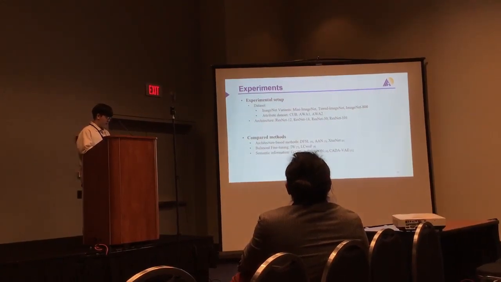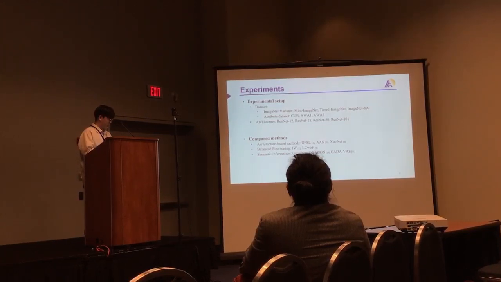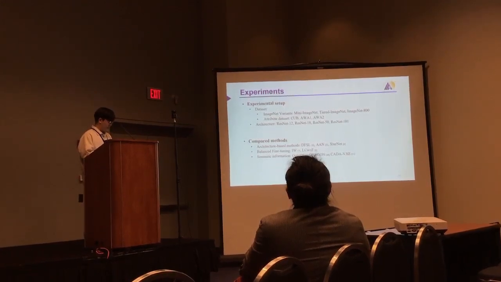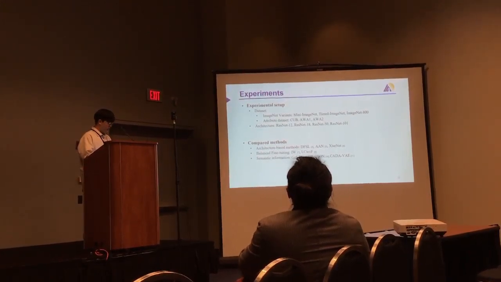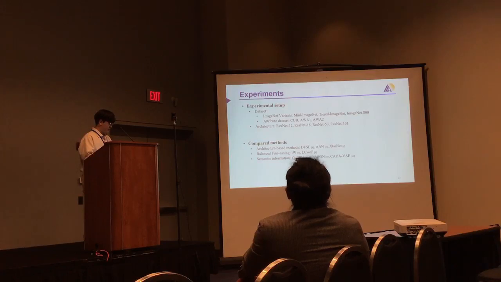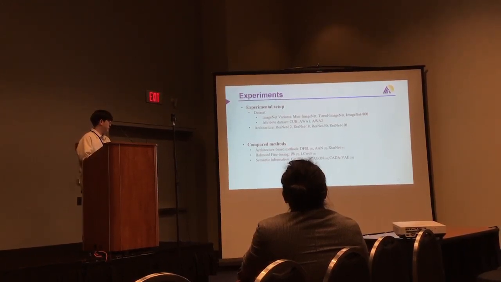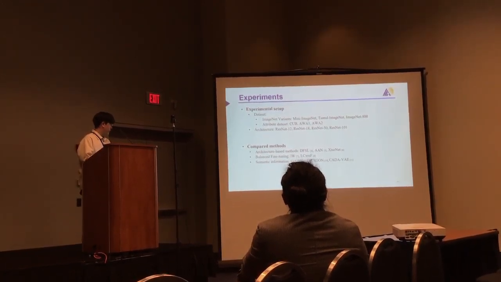Now let's see our experimental results. We use the following datasets, including ImageNet variants and the attribute datasets CUB and AWA, which include semantic input attributes. And we also use the following architecture, ResNet. These are the compared methods. We choose three branches of work. First is architecture-based methods, then balanced fine-tuning, and finally semantic information.